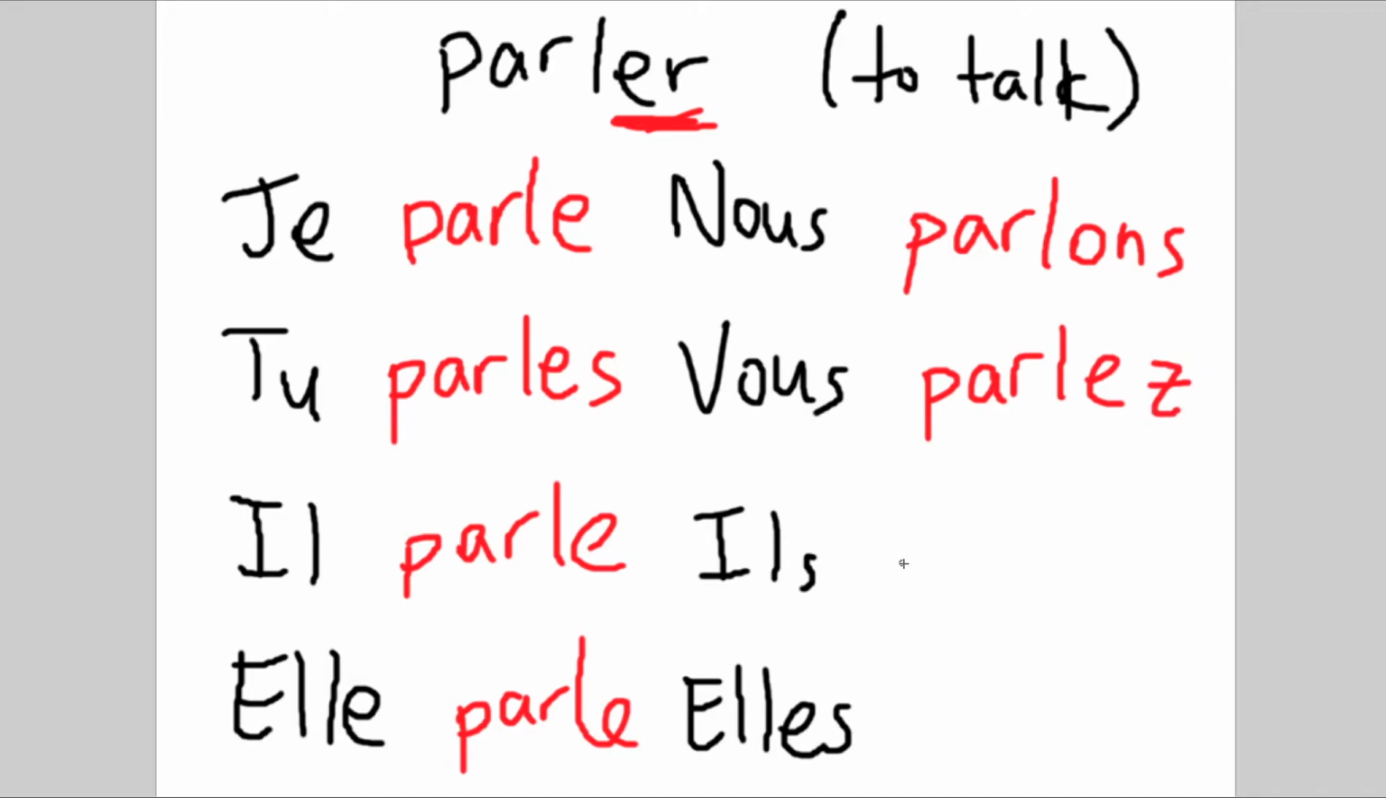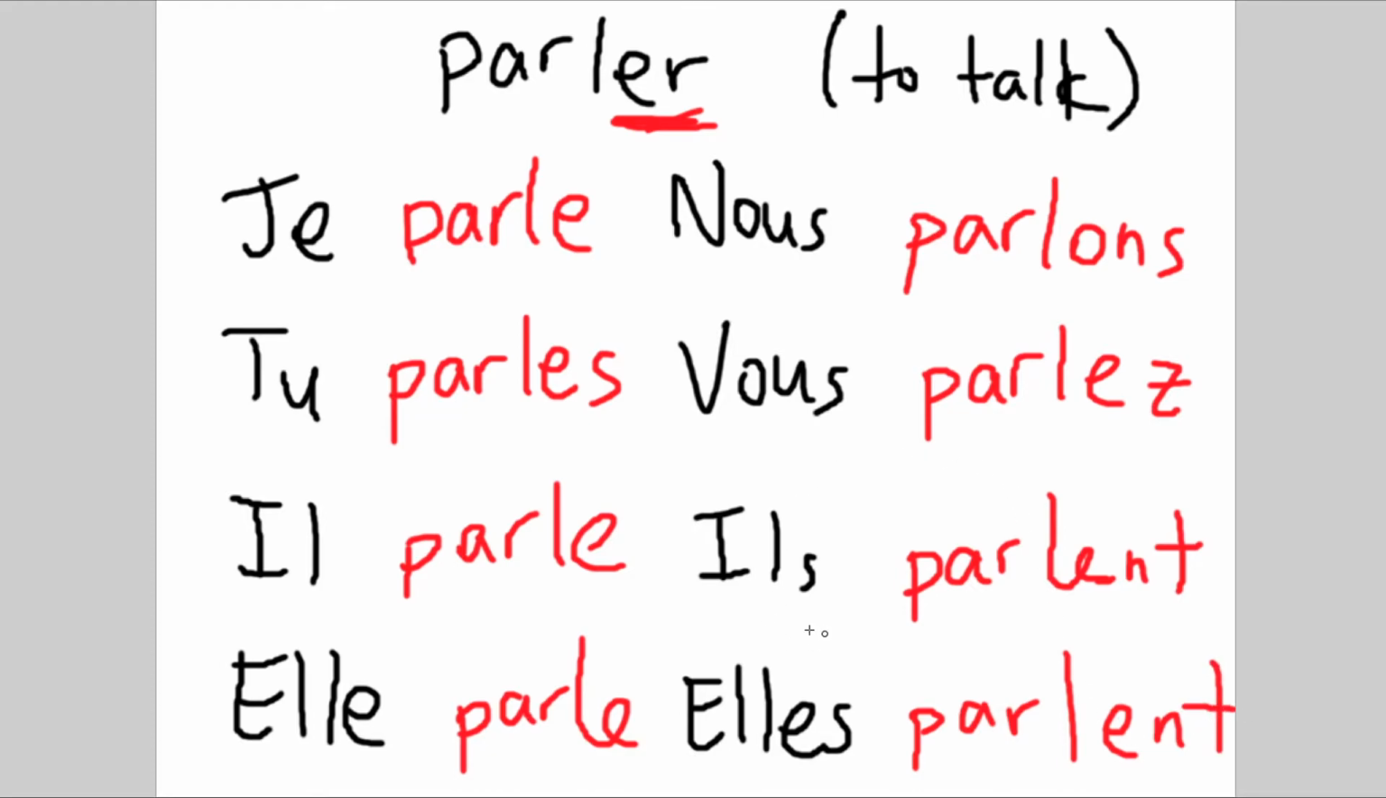And then for ils and elles, the usual ending is ENT. So in this case, it would be ils parlent, and the same thing for elles. One thing to keep in mind is that the conjugation for il and elle, and ils and elles, is always going to be the same thing. And for tu, we always have an S. For nous, we usually end with ONS. Vous, we usually end with EZ.